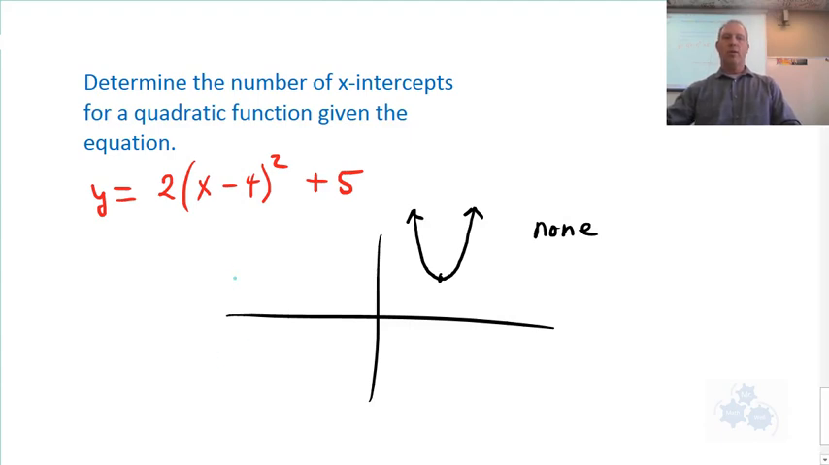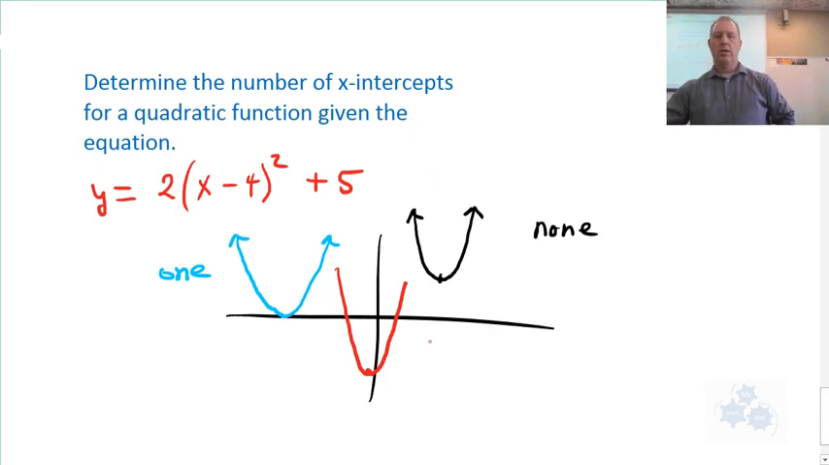What about for this parabola where the vertex is right on the x-axis? How many? Yeah, we would have 1 x-intercept. What about for this one where it opens upward and the vertex is below the x-axis? 2. Okay, so that's what's possible.